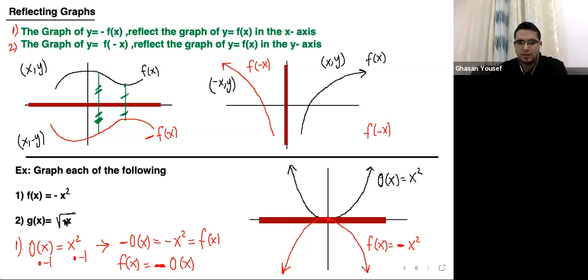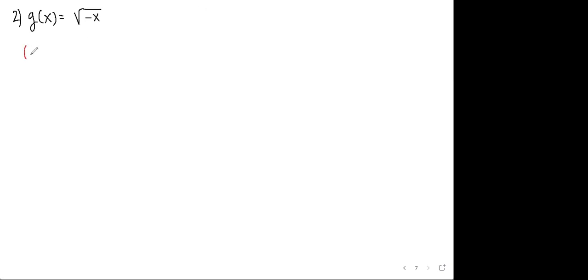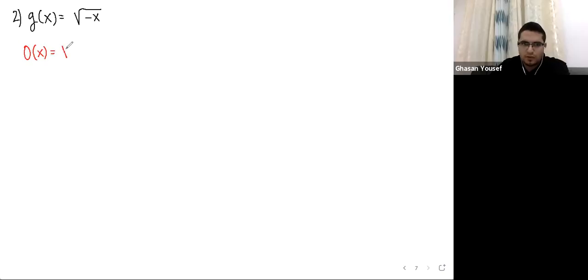Okay, now number two, g of x equals the square root of minus x. Okay, actually we have to know what the original function is. What is the O of x? The original function is O of x equals square root of x. Okay.